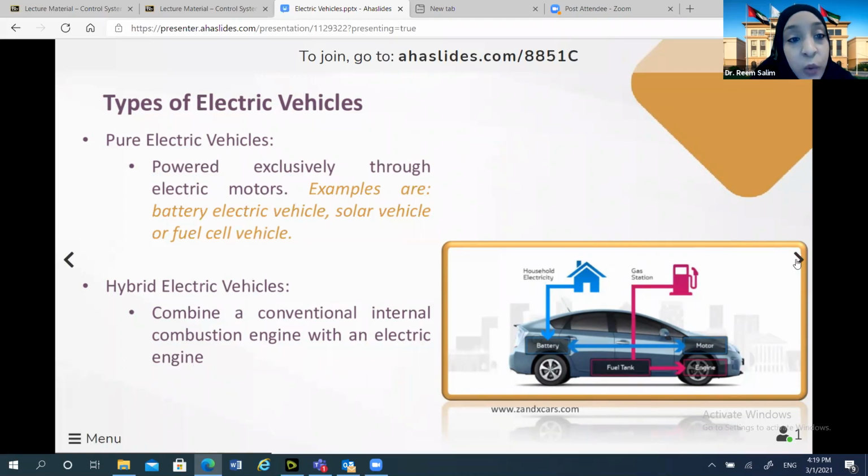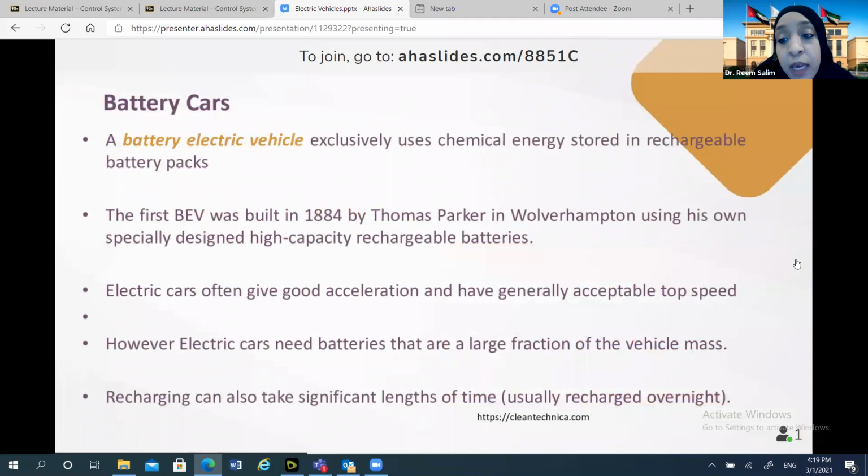So now let's talk about each one of them. And let's see what models are available in reality, which famous car manufacturers produce these cars, and let's compare between them. Let's see what are the positives about these cars, negatives about these cars, and how effective they are.